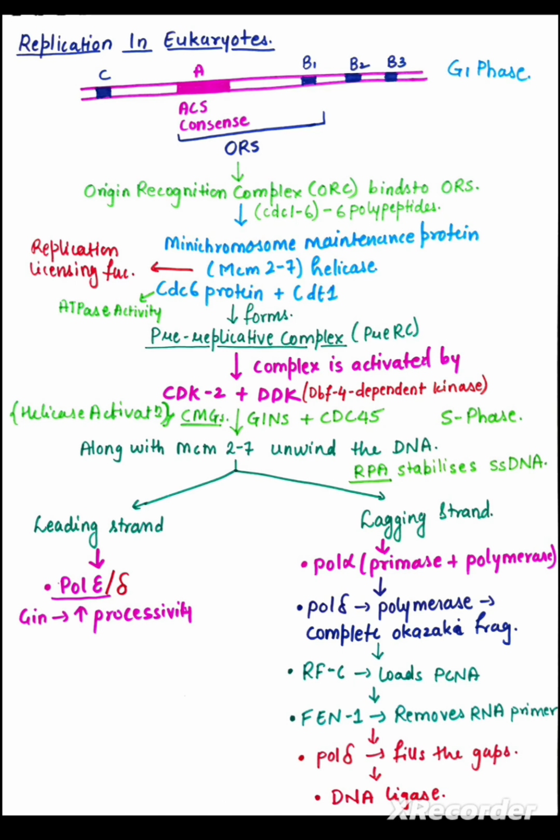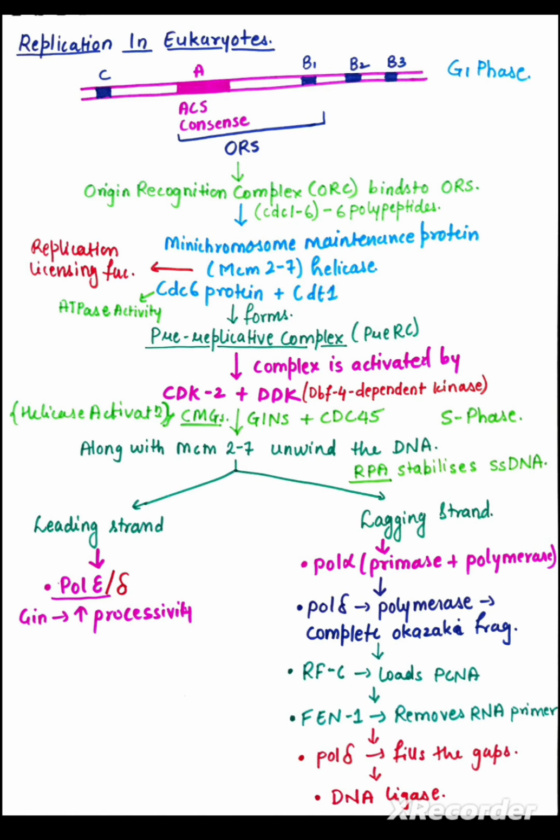And as I mentioned before, there is origin recognition complex made up of 6 polypeptides. It has CDC6 as well, right? So it also has ATPase activity. Now this complex plus your helicase and CDT1 together form the pre-replicative complex. Now, in order to activate the complex, you require cyclin dependent kinase 2 and DBF4 dependent kinase.